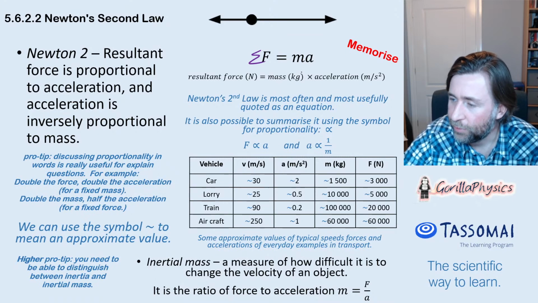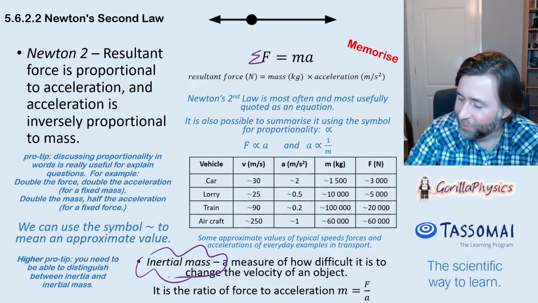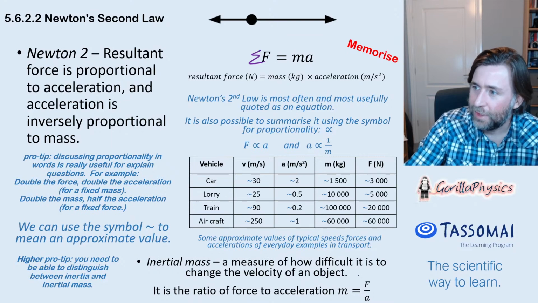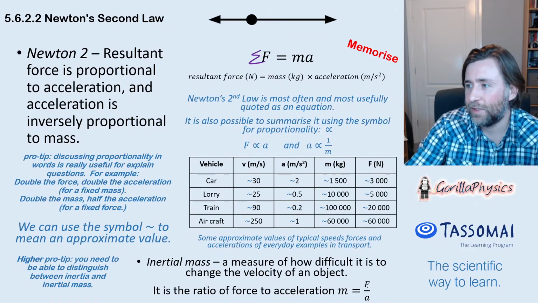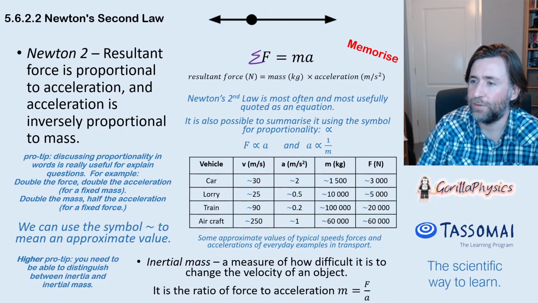And this is the equation we're going to use in a moment, and it actually gives rise to our best definition of mass, really. Matter is the amount of stuff. It's not a great definition, is it? But inertial mass is a measure of how difficult it is to change the velocity of an object. So it's actually force divided by acceleration. How much force for each acceleration? That's a really good definition of mass. If you've got a bigger mass, you need a bigger force for the same acceleration.